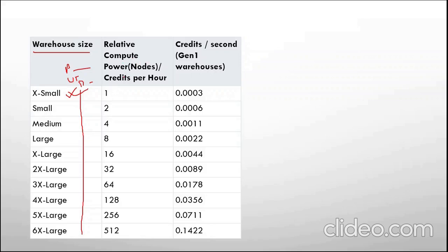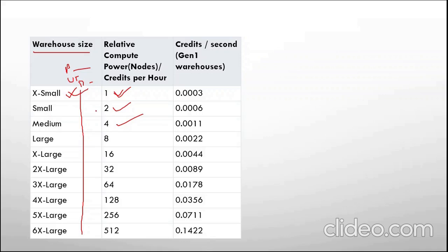Servers, and the credits per hour. For extra small it was 1, small it was 2, and medium it was 4. So it means it doubles every time up to 6 extra large. Okay, so these are the key points. If any interviewer asks me about the costing of the virtual warehouse, you can tell me like this.